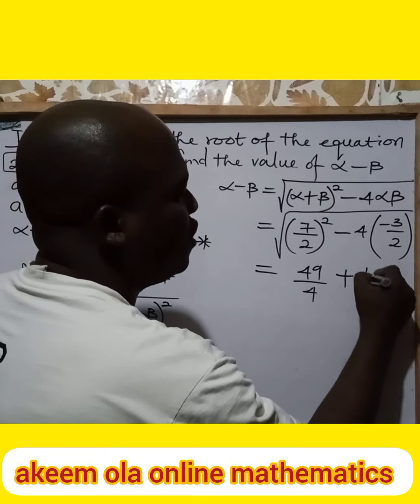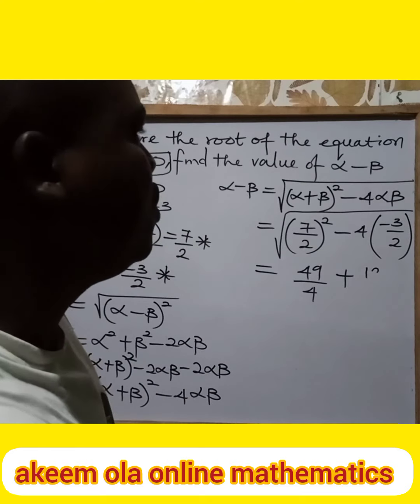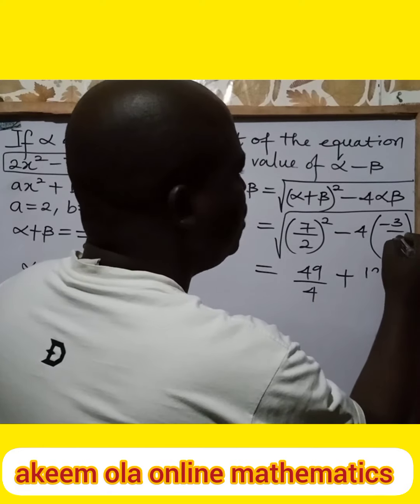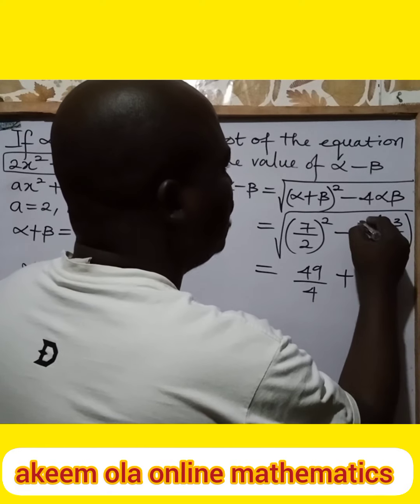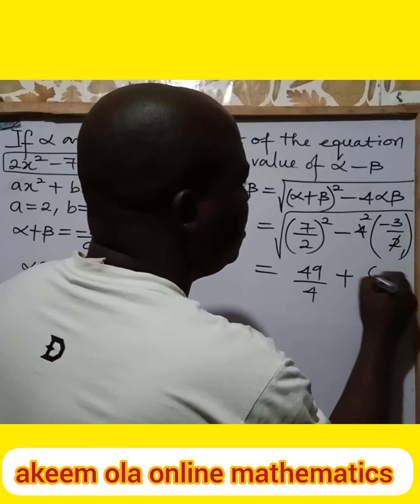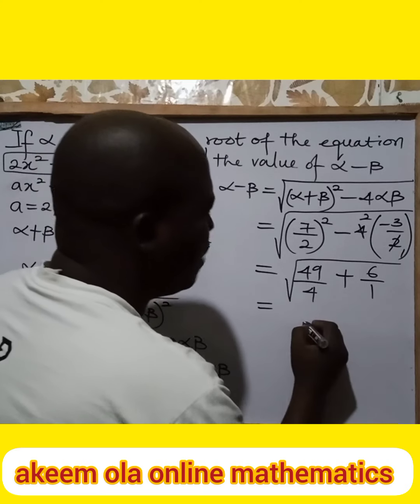Then, can we reduce to the lowest term? Let's see if we can do that. Let's reduce. 2 here is 1 and 2 here is 2. So we are going to have plus 6 all over 1. The square root sign will still be there. Of course, we can also find the LCM.